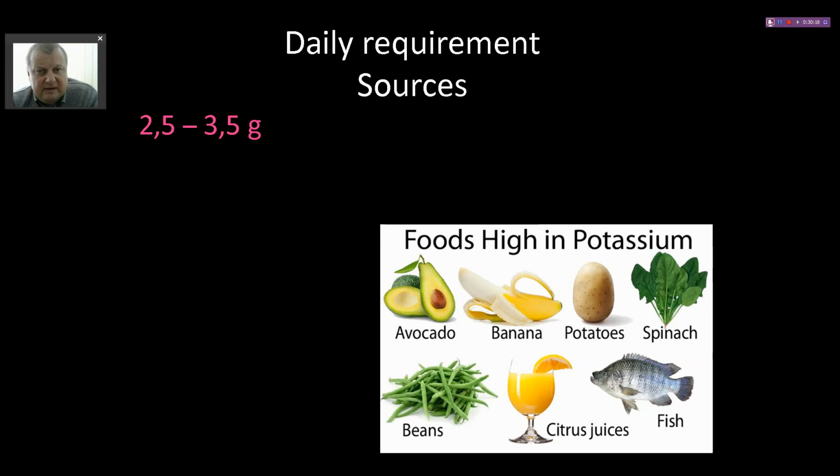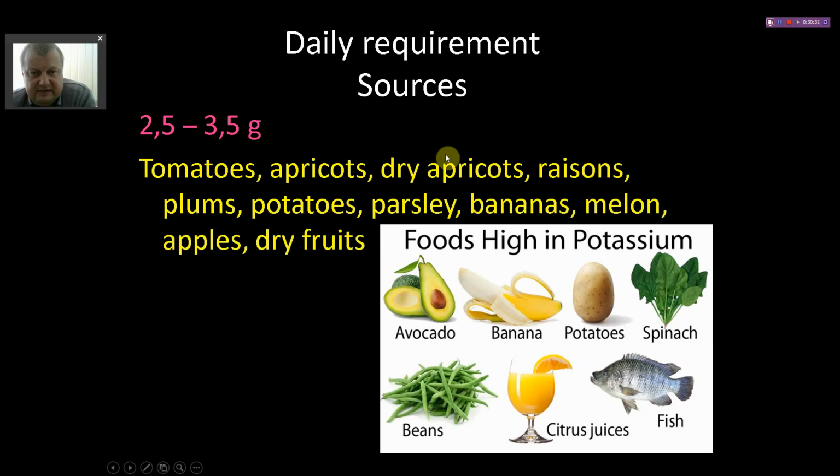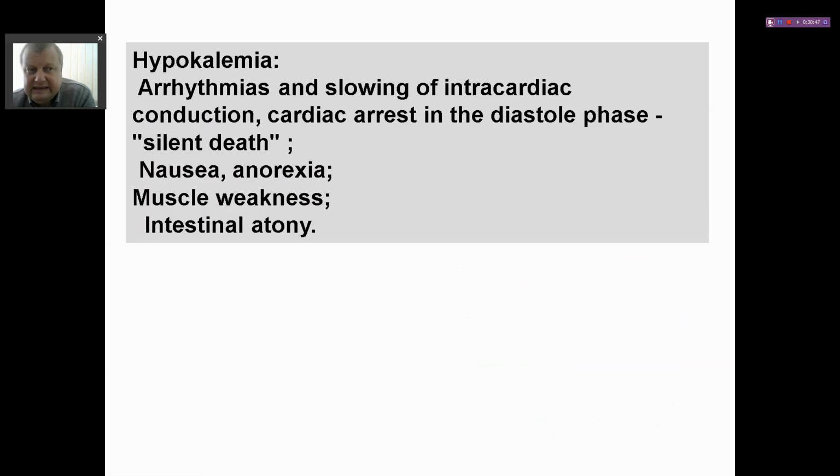The day requirement you could see here is approximately 3 grams per day, less than sodium, and the main daily sources of this element you could see on this figure, tomatoes and other products. And again, there are two states: when we have a large amount of potassium and less than normal.